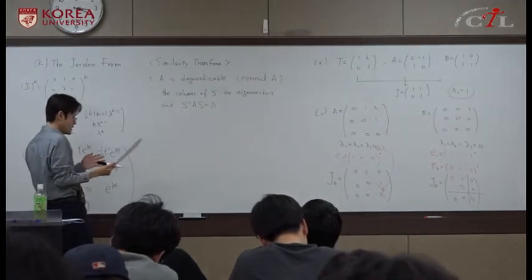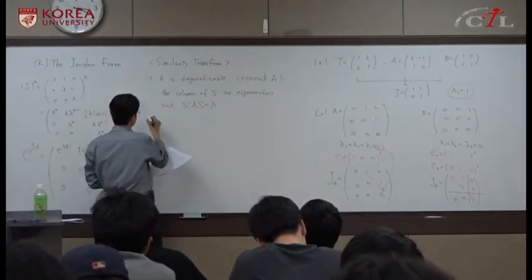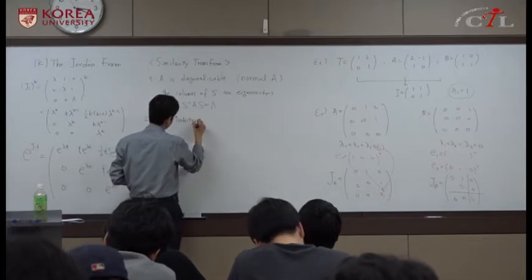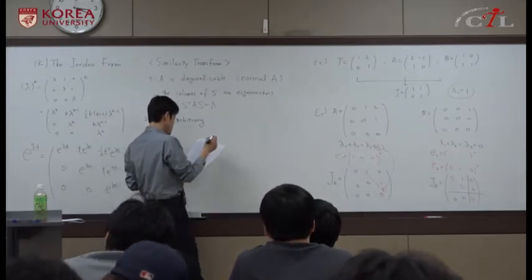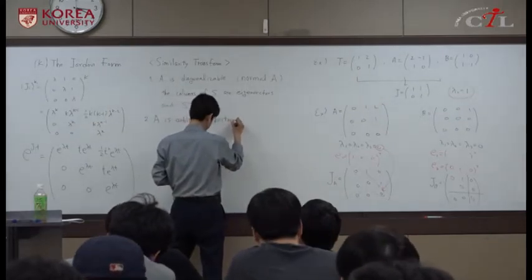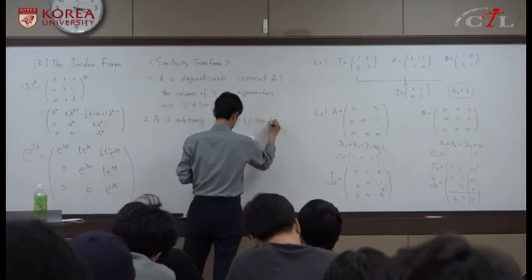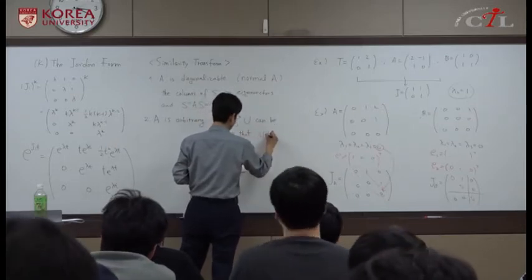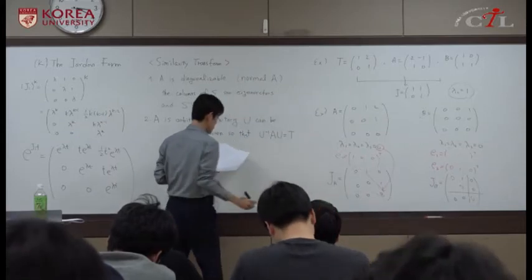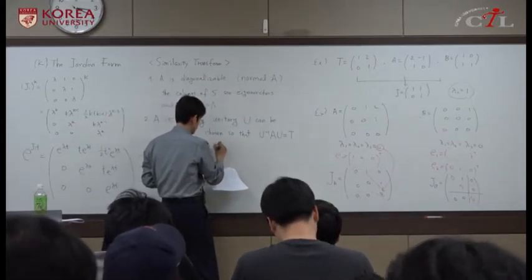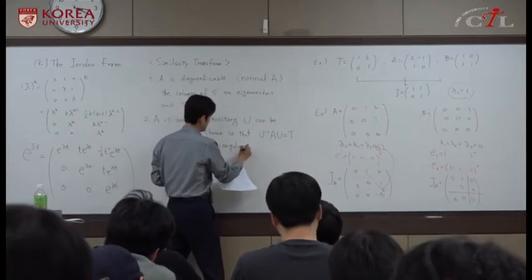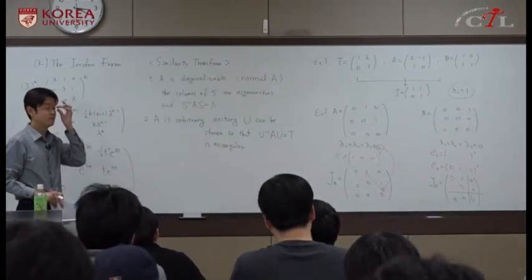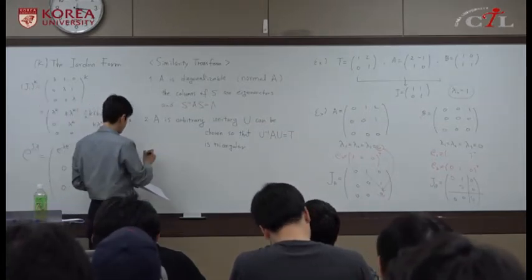And for the defective case or even for the normal case, let's say defective plus normal, A is arbitrary, then the unitary matrix U can be chosen so that U inverse A U equals some triangular form. Of course, you can make a normal matrix a triangular form too, but it's unnecessary. It makes the problem more difficult. 3.